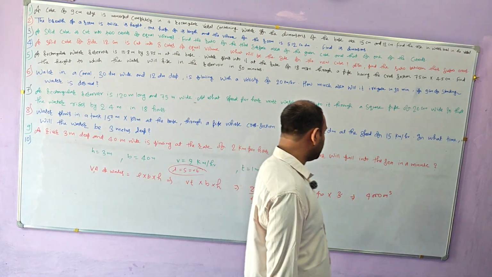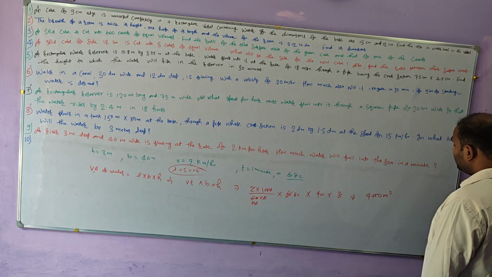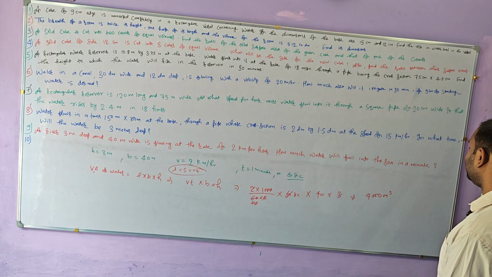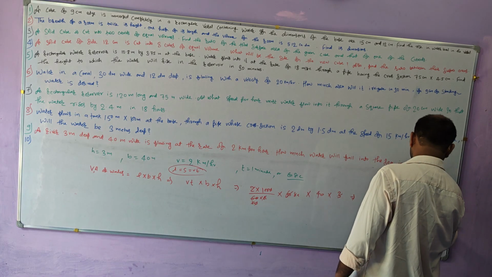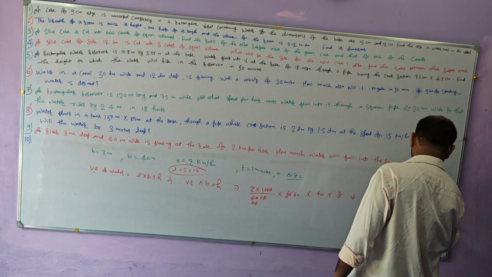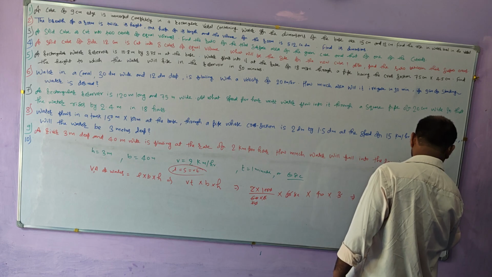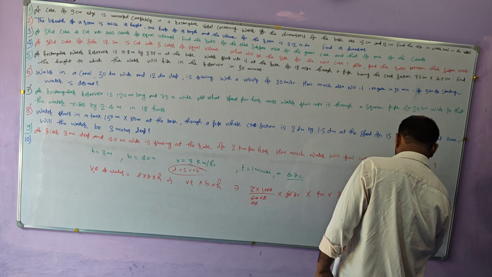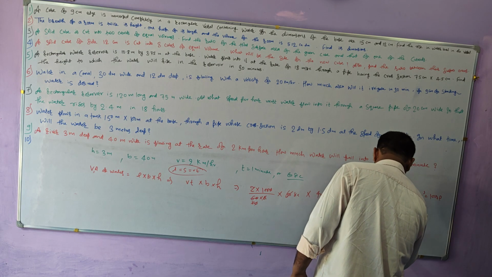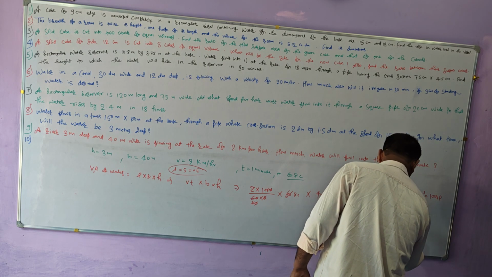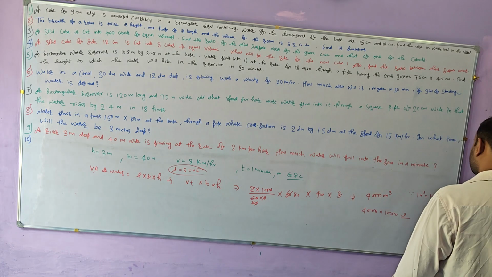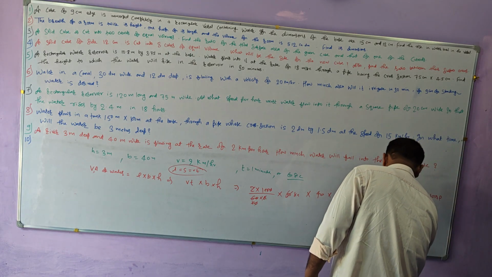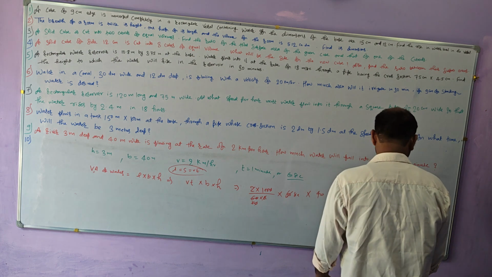And we know in 1 meter cube there is 1000 liter. So 1 meter cube is equal to 1000 liter. So 4000 meter cube is what? Into 1000 liter, that becomes 4 lakh liter.